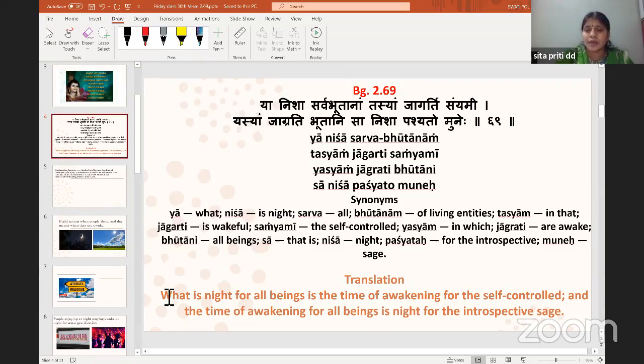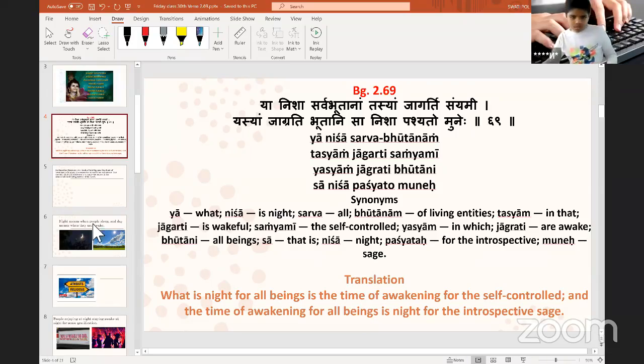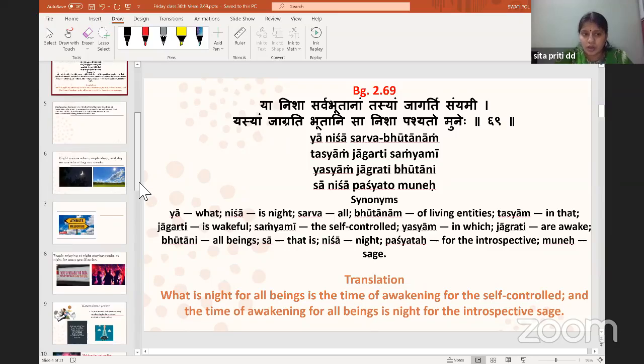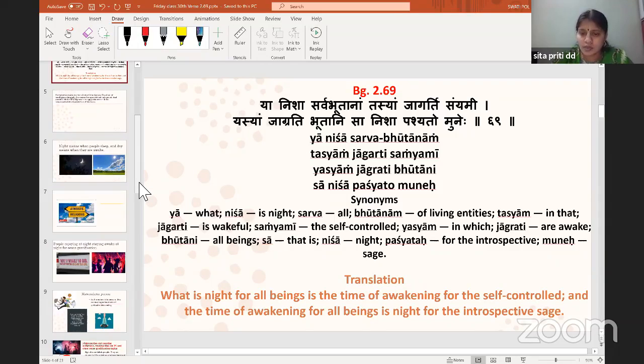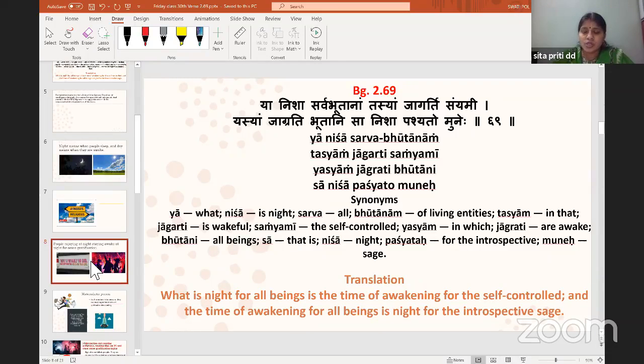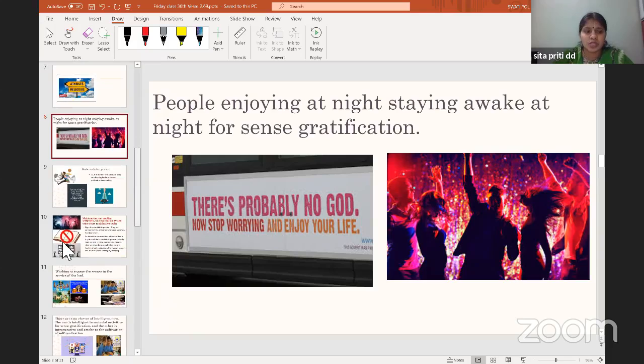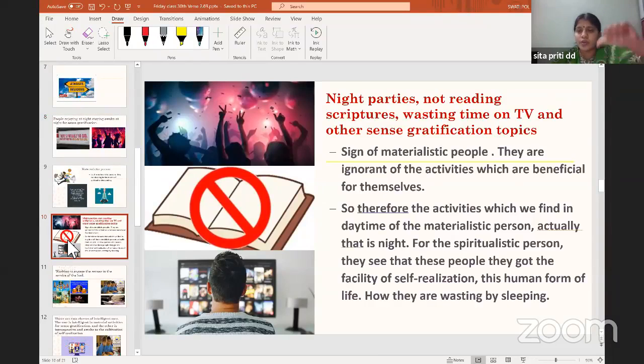Yes, the translation might be a little bit higher standard, but what we have to understand from it is that for a person who is using all his senses in the service of the Lord, when he is doing his services, it is like daytime. And when you are not using your senses in the service of the Lord, and you are using them only for your sense gratification, it is like nighttime for you. Then there is no spiritual growth in that process. You are always going down, down, down.